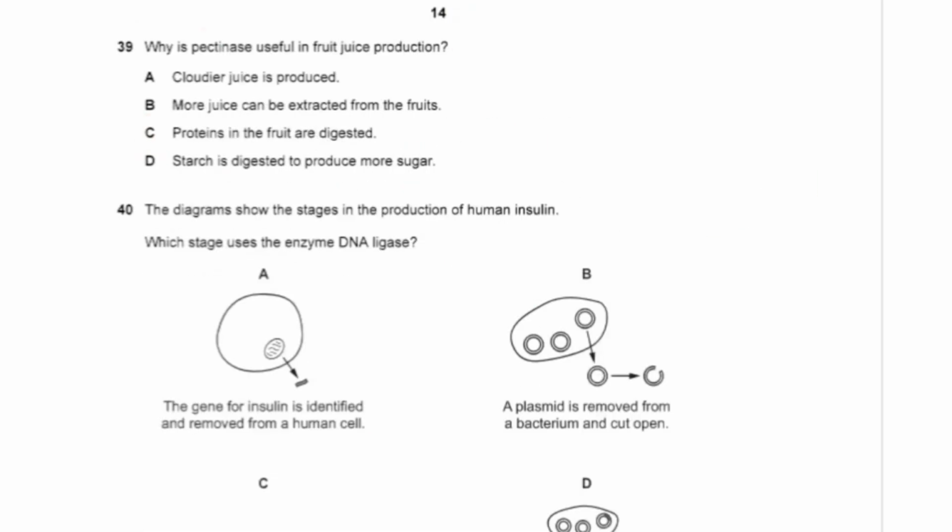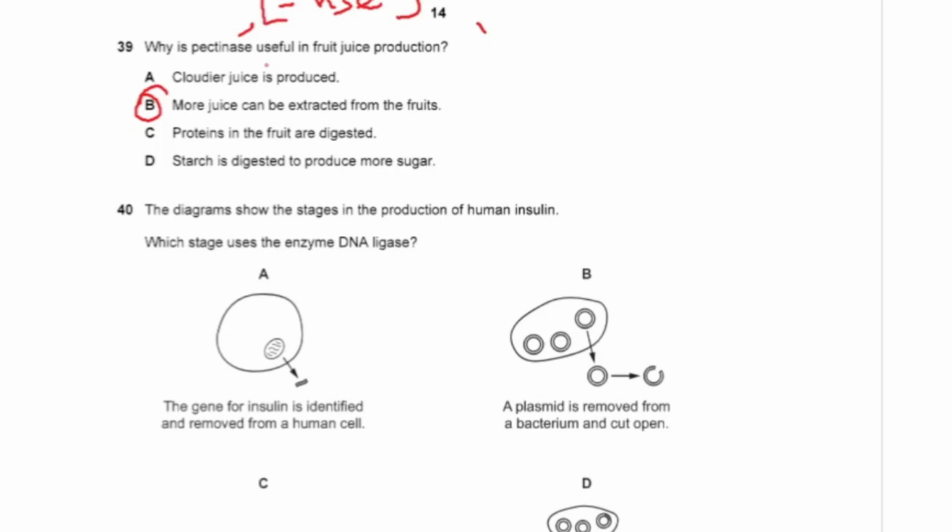Number 39. Why is pectinase used in food production? Basically, pectinase helps to break down pectin to simple sugars like glucose and the rest of them, and this is found in fruits. So that is because more juice can be extracted from the fruit. So the correct answer there is B. Remember, pectinase is an enzyme. Whenever you have ASE, it means that an enzyme is involved there. So it breaks down pectin to simple sugars.